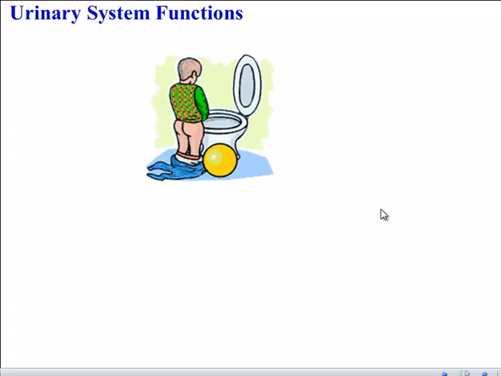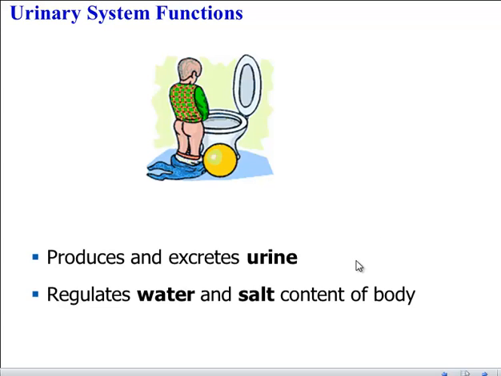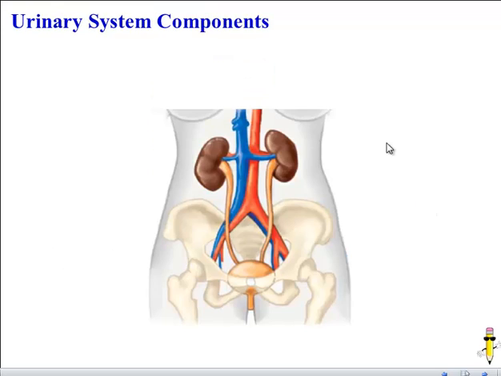Its function, just to review what we talked about at the beginning of the lesson, is to produce and excrete urine, which contains nitrogenous waste. It will also regulate water and salt content of the body. Now let's take a look at some organs that make this possible. Here is the human urinary system.